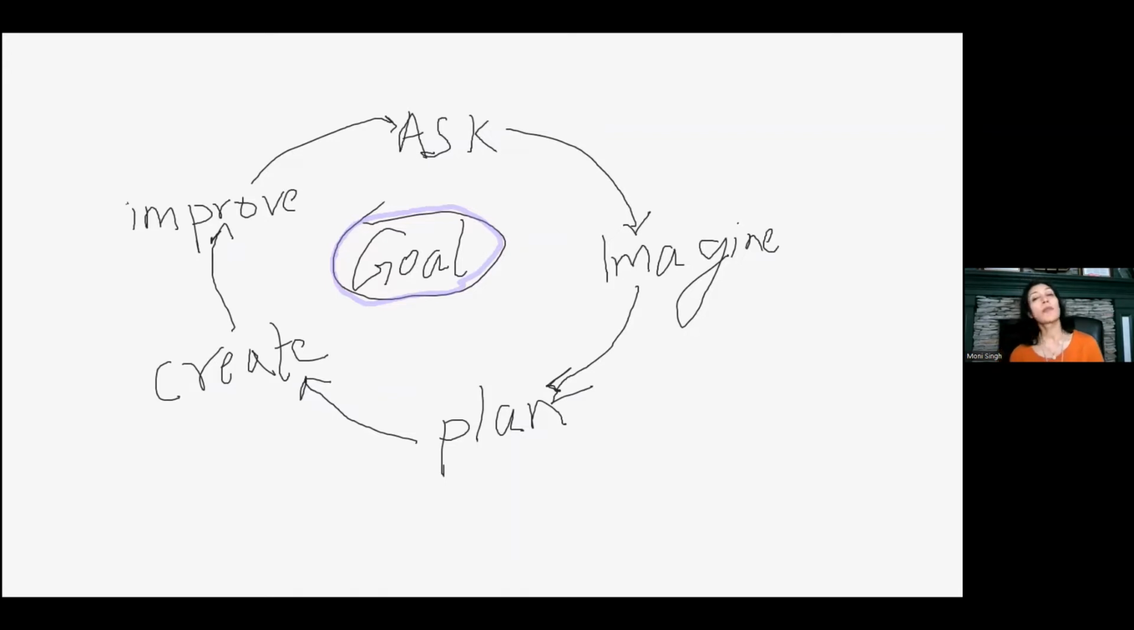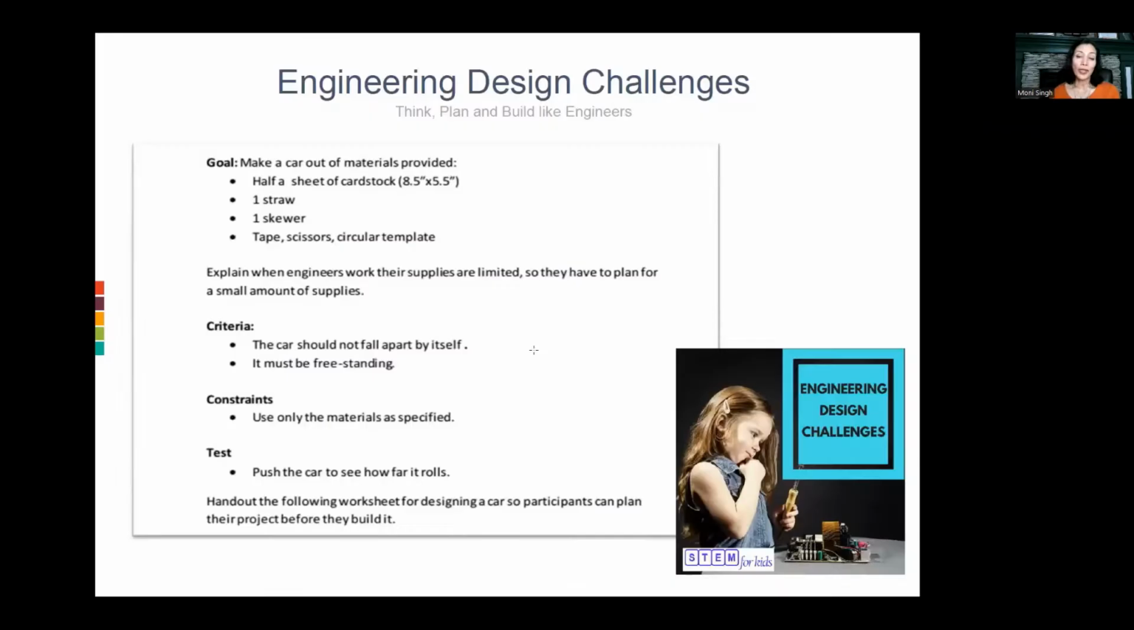If you set this up as a group activity, you let the children talk it out among themselves about the possible solutions, and also discuss things like the materials. So, for example, in the project we have been discussing, they have a cardstock, they get a straw and a skewer along with all the cutting material and the sticky material.